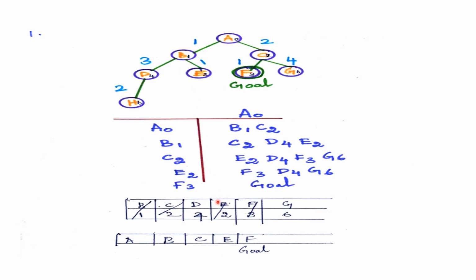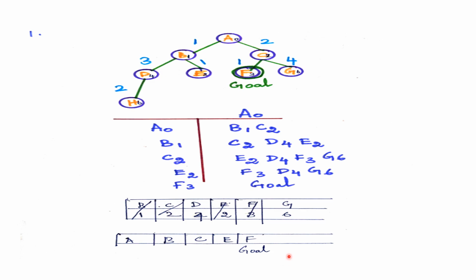Then the remaining values we can compare: D4, F3, G6. Comparing these three values, F has the lowest value. So we remove F from the priority queue and keep it in the visited list. Now this is the goal node. This is the goal node with a cost of 3. So with a total cumulative cost of 3, we can reach the goal node.